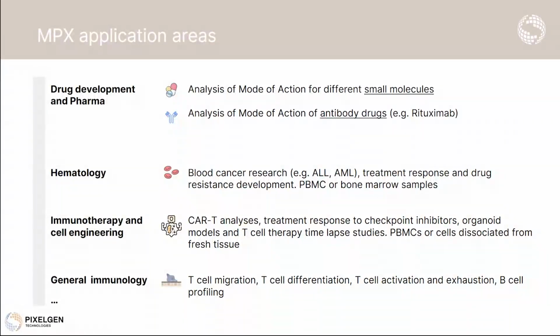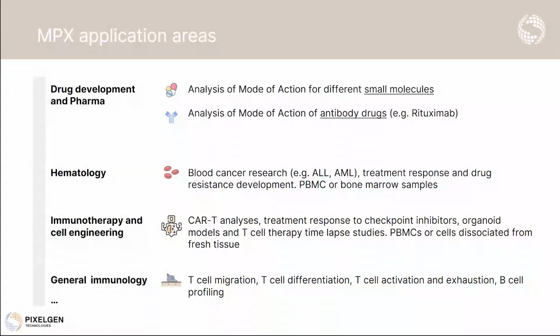One very big field for us is the hematology field, where blood cancer research is perfect because we're working with cells in suspension, with, for example, ALL and AML, where you can look at treatment response, drug resistance development, and so on.